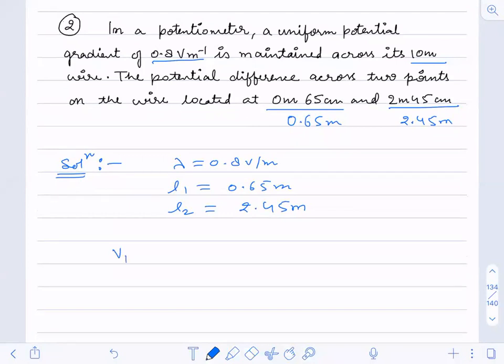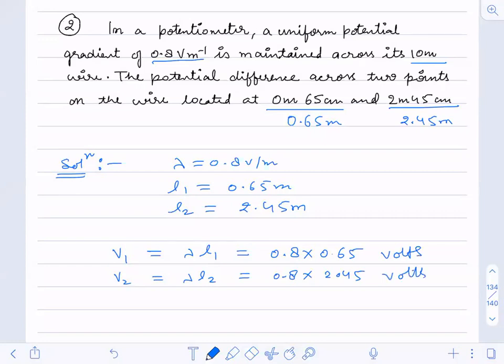how can we do that? We can do it by lambda into L1. So it will become 0.8 into 0.65, and V2 will become lambda into L2, so it will be 0.8 into 2.45. These are in volts. So these are the potentials of these points.